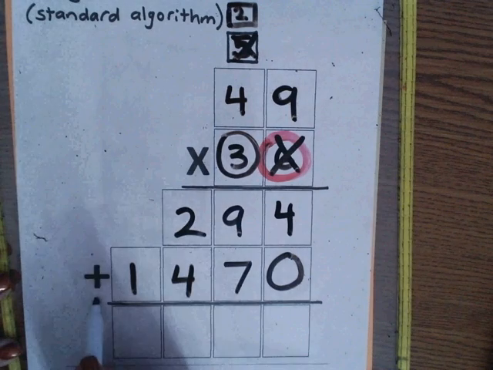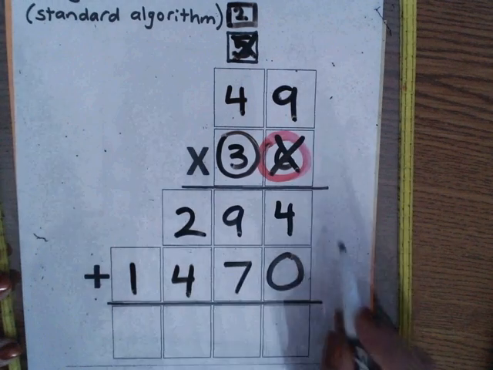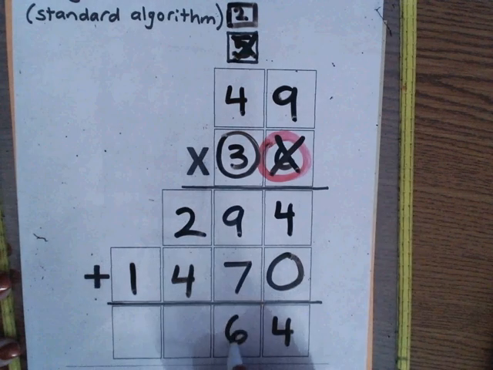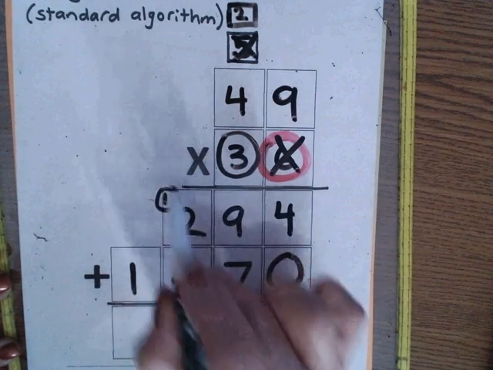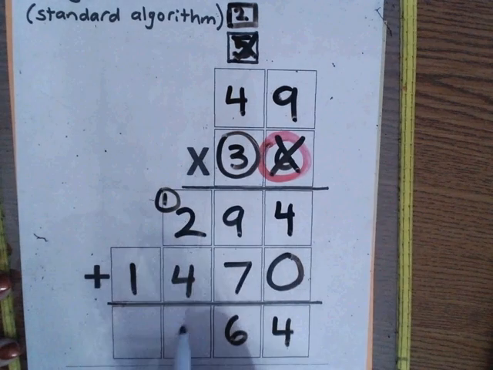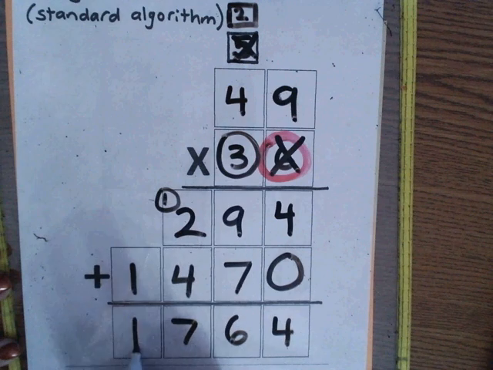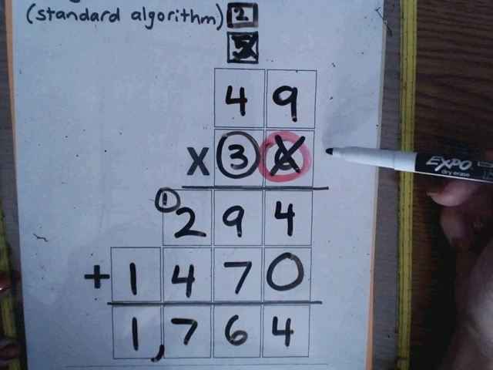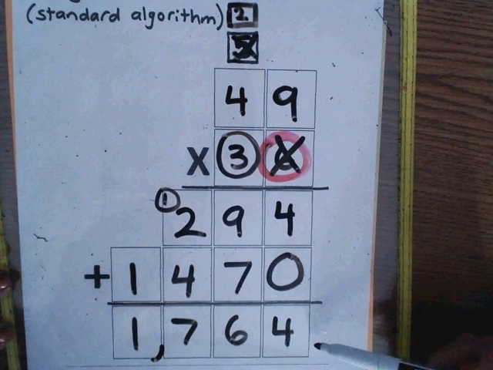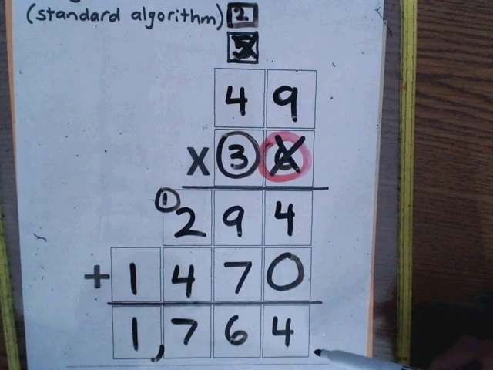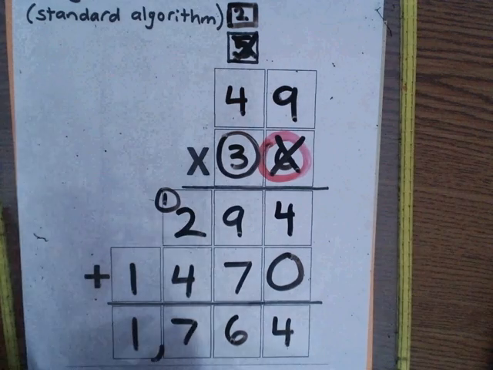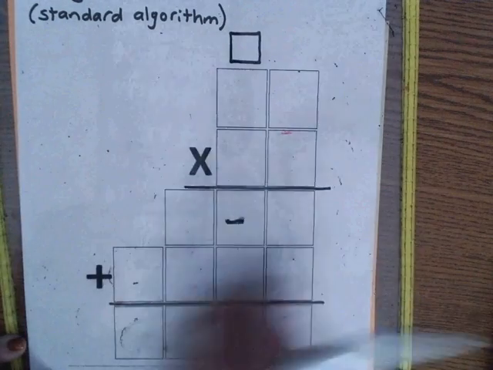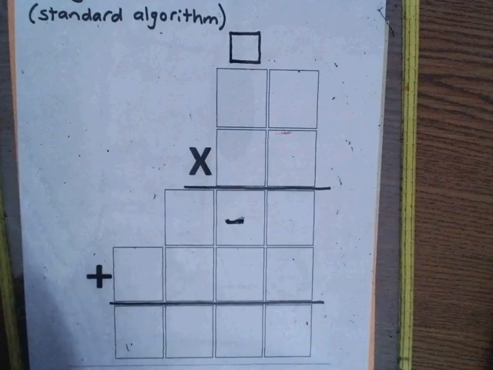My last step is that I add together my two layers. 4 plus 0 is 4. 9 plus 7 is 16. Regroup the 1. 1 plus 2 is 3, plus 4 is 7, and 1. And my comma goes here. So the product of 49 times 36 is 1,764.